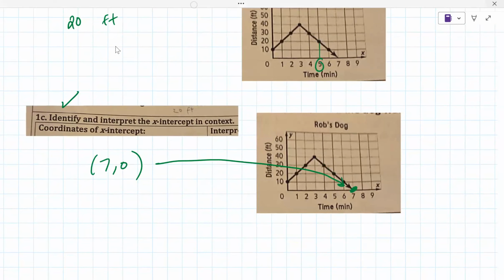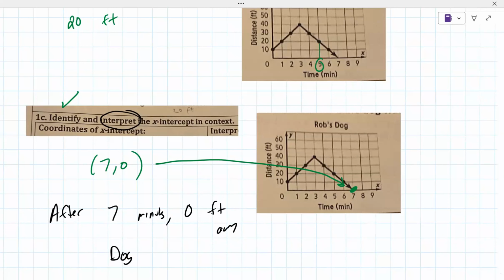Now the interpret is the sentence. It's like, what does that mean in the situation? So you could say after 7 minutes, the dog is 0 feet away, but that's not exactly what they want, even though that's true. What does that mean in the context of the problem though? Like what are some better words? The dog returns back to the owner. Yes, we want to see a word like returns back. Comes back home.